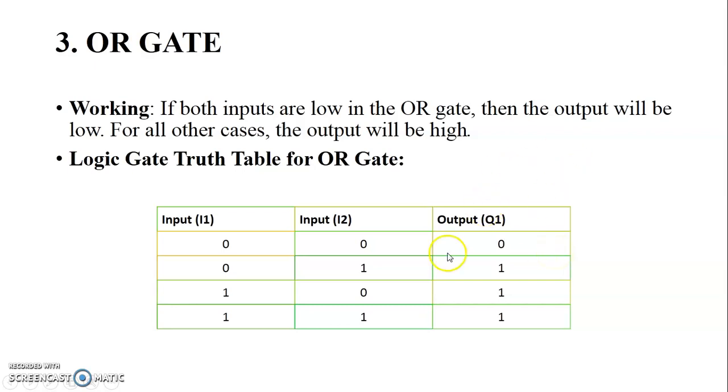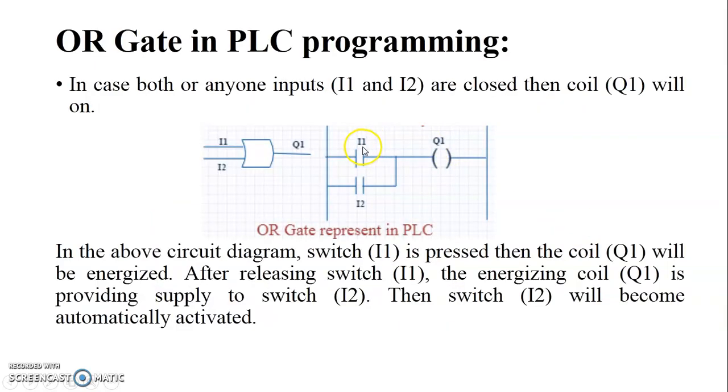For the OR gate, as you know, when any one of the inputs is high, the output will be high. If both the inputs are low, then the output is low. With this knowledge, we'll see the ladder diagram. You just verify the operation here. Suppose you apply 0 here and 0 here: this is open and this is also open. That means the current will not flow through this coil. The coil is not energized, so the output is 0.